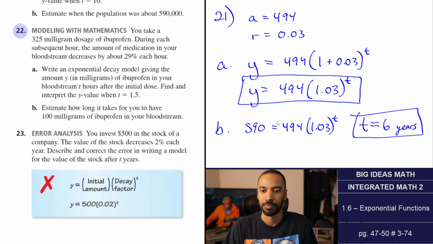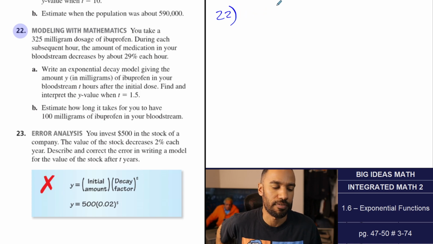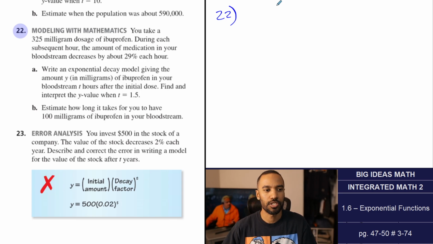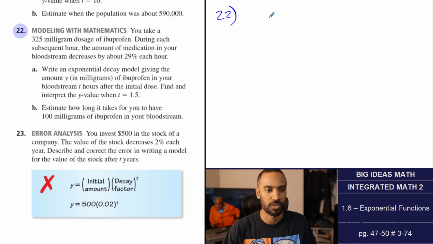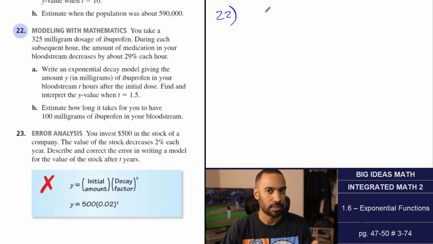Number 22. You take a 325 milligram dosage of ibuprofen. During each subsequent hour, the amount of medication in your bloodstream decreases by about 29% per year. Each hour, I don't know, I said per year. Each hour, write a decay model giving the amount in milligrams of ibuprofen dosage after the initial dose. Find and interpret the y value when t is 1.5. Okay, so there's where we're going to substitute something after we write the model.